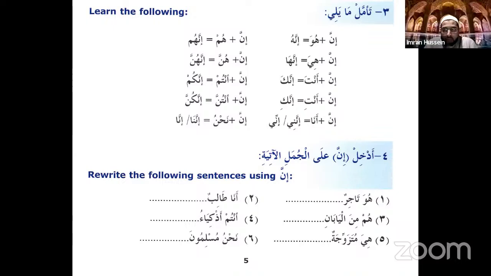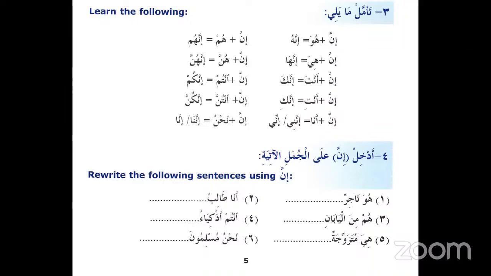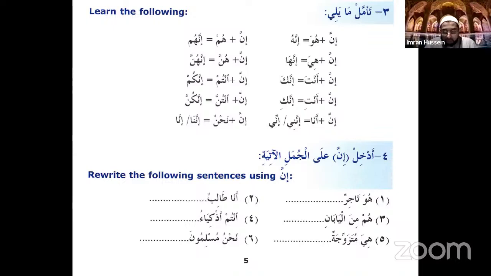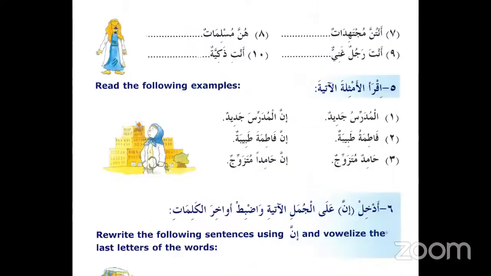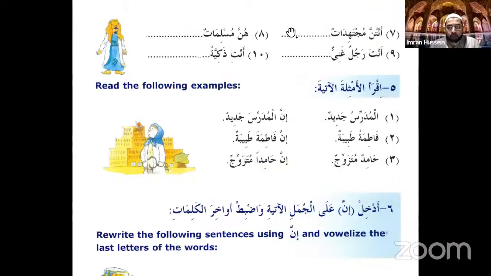Sister Wajda, 4, 5, and 6. Antum azkiya'u, innakum azkiya'u. Correct. Hiya mutazawwijatun, innaha mutazawwijatun. Correct. Nahnu muslimuna, inna muslimuna or innana muslimuna. Excellent. Sister Muna, can you do the rest?